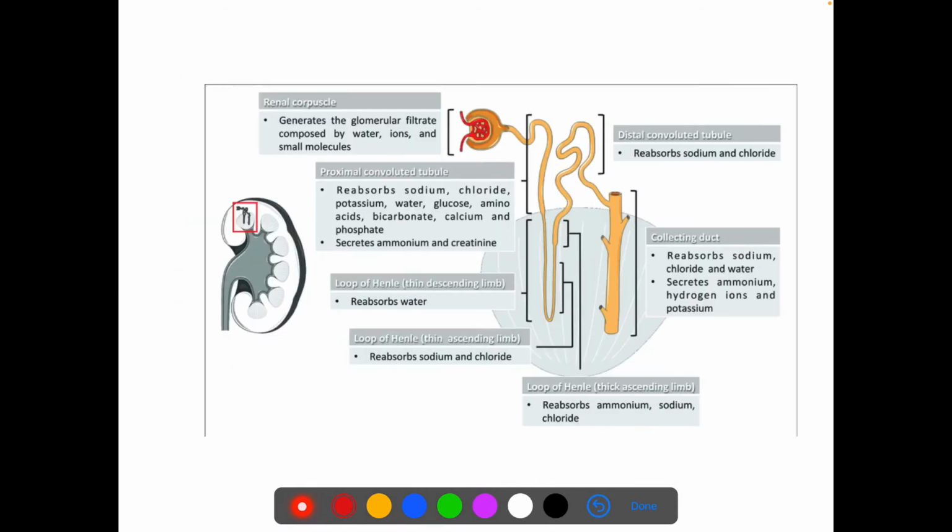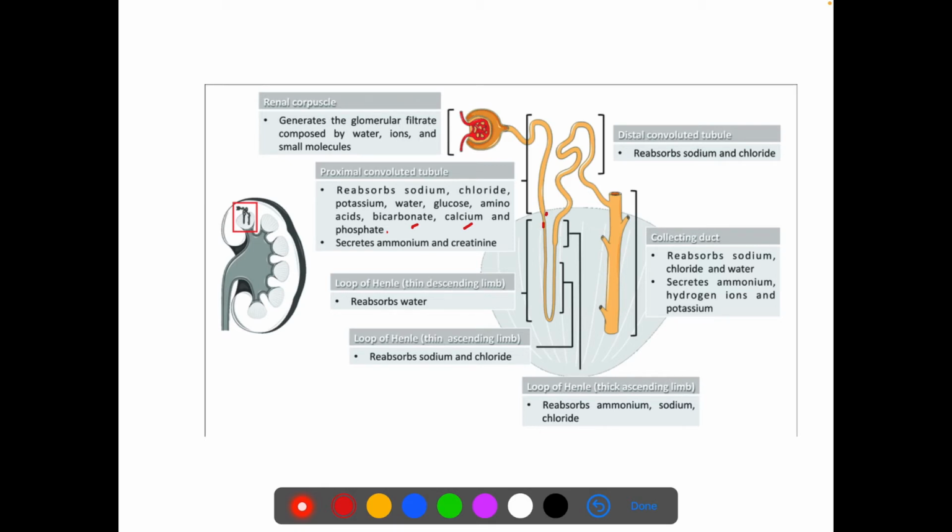So in short, this is the renal corpuscle, which includes the glomerulus and Bowman's capsule, where the blood is filtered, and in the proximal tubule, there is reabsorption of sodium, chloride, potassium, water, glucose, amino acids, bicarbonate, calcium, phosphate. All these things are reabsorbed in the proximal tubule. Then the loop of Henle has different parts. One is the descending part and the other is the ascending part. Descending is going down, and this is the ascending part.